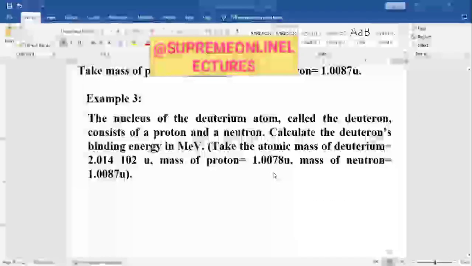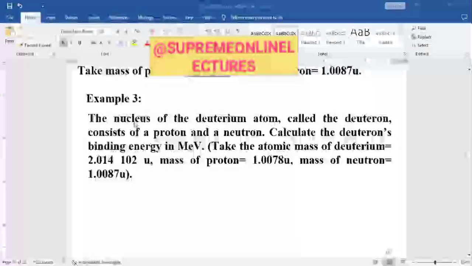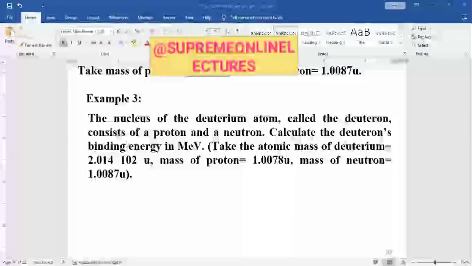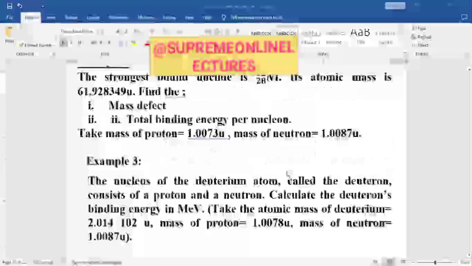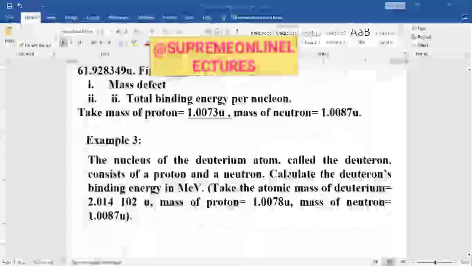Then example 3 says the nucleus of the deuterium atom, called the deuteron, consists of a proton and a neutron. Calculate the deuterium's binding energy in milli-electron volt. Take the atomic mass of deuterium to be 2.014102 U and proton 1.0078 U and mass of neutron 1.0087 U. Okay, so I think with this we have come to the end of today's class.